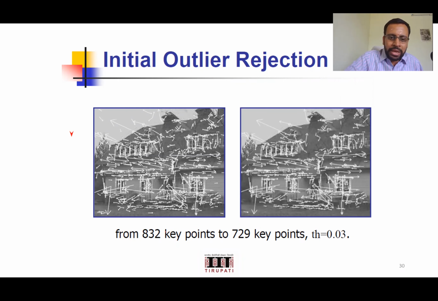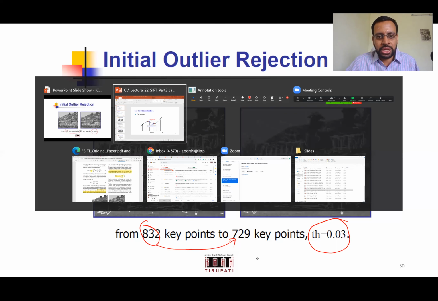For example, applying difference of Gaussians on the original image has given 832 key points. Here each key point is shown by its magnitude, shown by the length of this arrow, and orientation by the direction of this arrow. These are the two things they used. And out of that, after localizing them using this Taylor series expansion and applying a threshold of 0.03, from 832 this has come down to 729. Those are the number of key points that you got there.